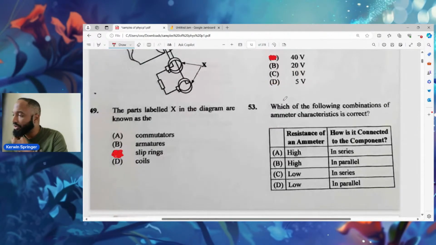All right. Which of the following combinations of ammeter characteristics is correct? Resistance of an ammeter is low, and it is connected in series. So C.